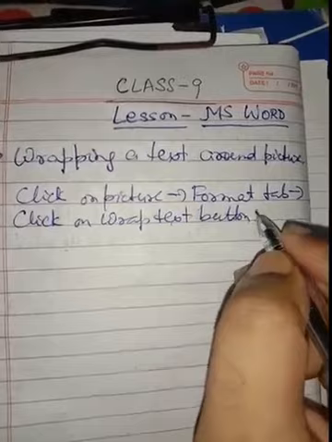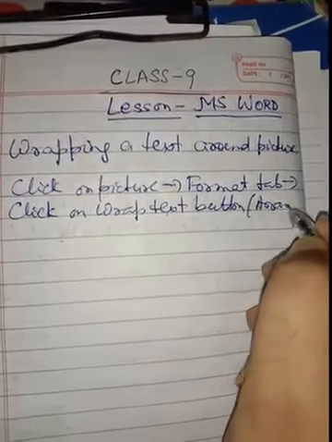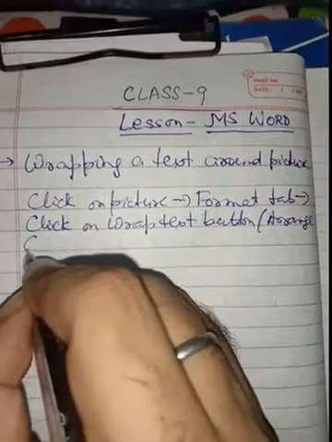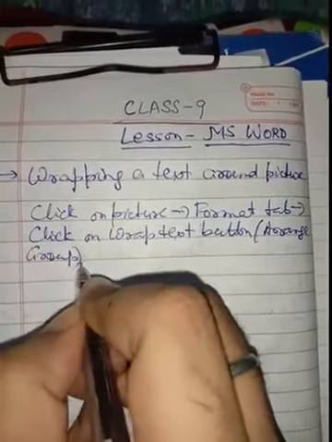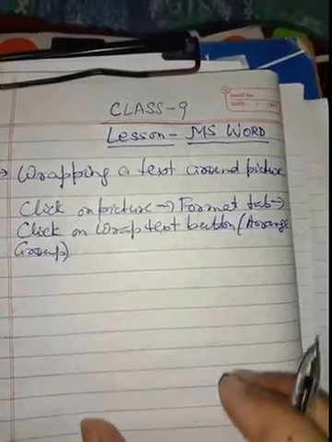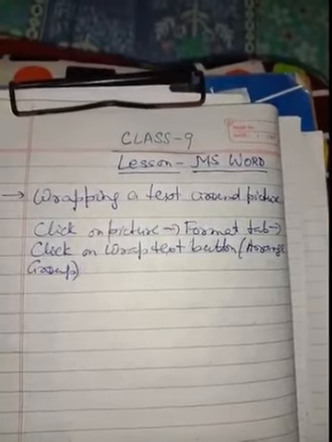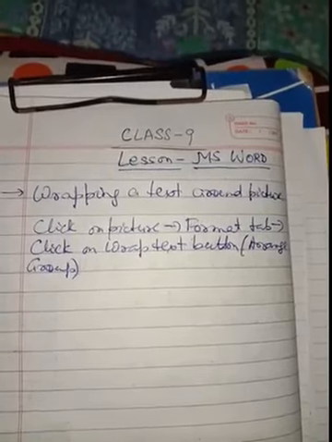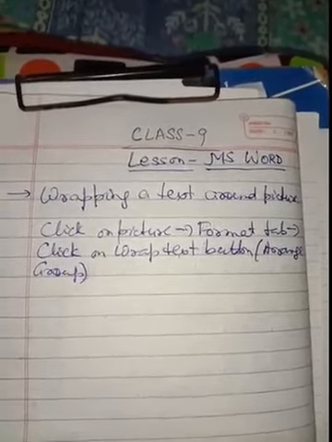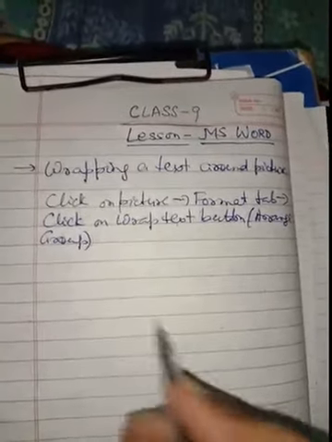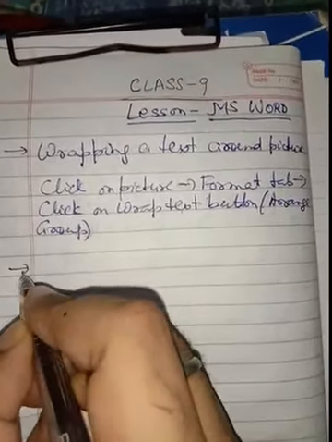It is available in the arrange group. A list of options will appear and we can select any of the options. So this is how we can wrap the text around our pictures. The next topic that we are going to discuss is inserting the shapes.